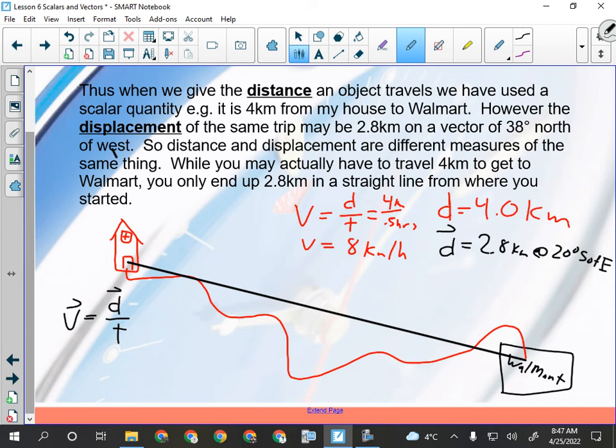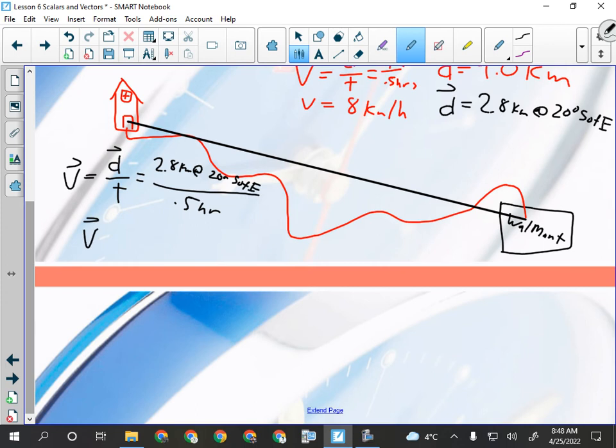All right, so if I want to figure out what my velocity is, then I'll take my displacement, 2.8 kilometers at 20 degrees south of east, and divide it by half an hour. Regardless of which way I look at this, the time from my house to Walmart is a half an hour. Everybody all right with that? So when I do that, I'm going to get that my velocity is 5.6 kilometers per hour at 20 degrees south of east.